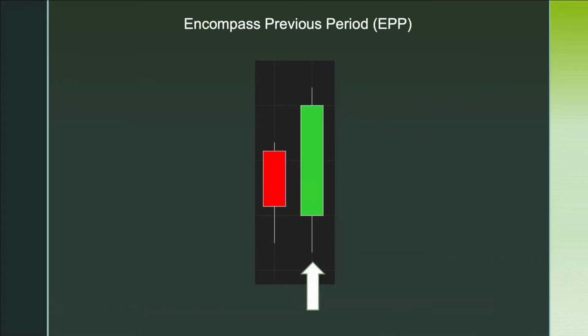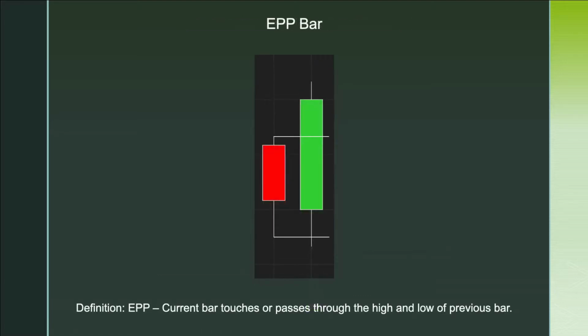Just what is the EPP statistic? Well, here we see on the screen an encompassing bar. So the statistic defines how often any given 30-minute period encompasses the prior 30-minute period. Here we see, to help you to visualize it better, we took a line and drew it at the high of the red bar and the low of the red bar. And we see the current bar, the green bar, has passed through both the high and the low. This makes it an encompassing bar.